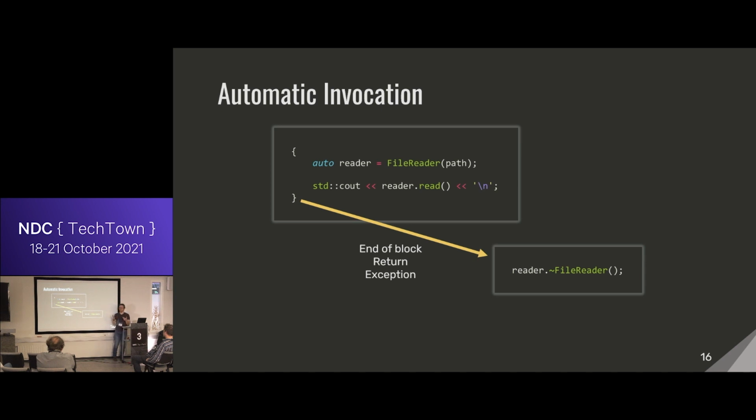Whenever we have a destructor and we reach the end of a block, the destructor is called for the object that goes out of scope. It doesn't matter if it's because we reached the end of the block, whether we threw an exception, or we just returned. The destructor would be called just like with the context managers.